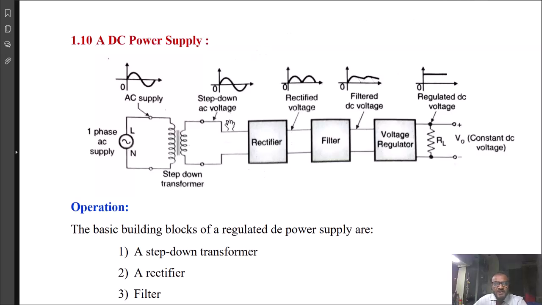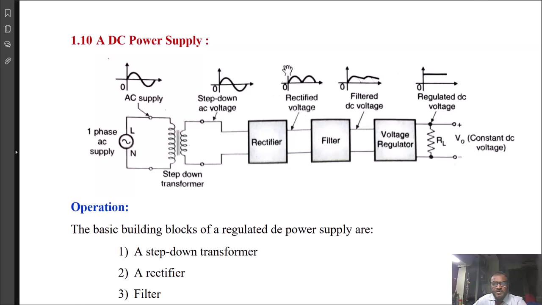The next block is a rectifier here. Since we want the DC voltage and we have an AC voltage at the secondary of the transformer, we first convert this AC voltage into unidirectional DC voltage, and that can be done by a rectifier circuit. There are various types of rectifiers that can be used for this purpose. They are broadly classified as half wave rectifiers or full wave rectifiers. Normally in practice, the full wave bridge rectifier is used.